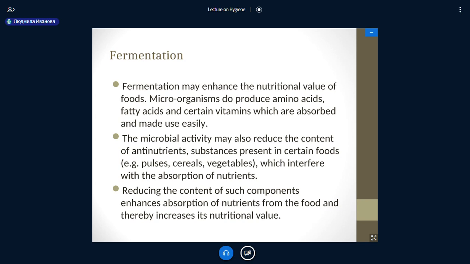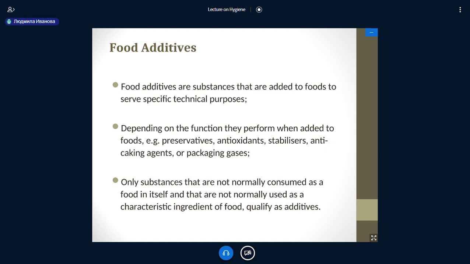So fermentation is not only used as a preservative, but also increases the quality and the bioavailability of the specific products. And food additives, these are the so-called E-additives adopted by the EU Commission. Food additives are substances that are added to foods to serve specific technical purposes, depending on the function they perform when added to foods: preservation, antioxidants, stabilizers, anti-caking agents, and packaging gases. Only substances that are not normally consumed as food in itself and that are not normally used as a characteristic ingredient of food qualify as additives. So this is something different that should be labeled.